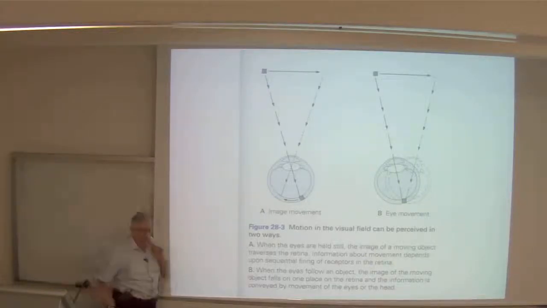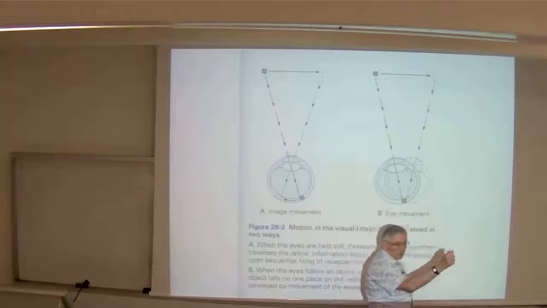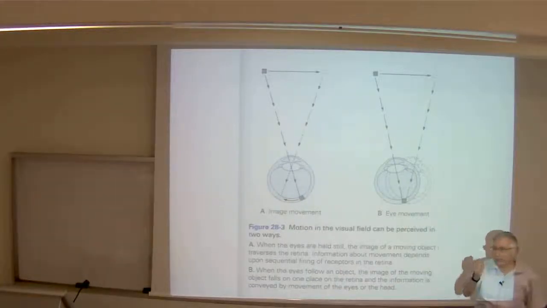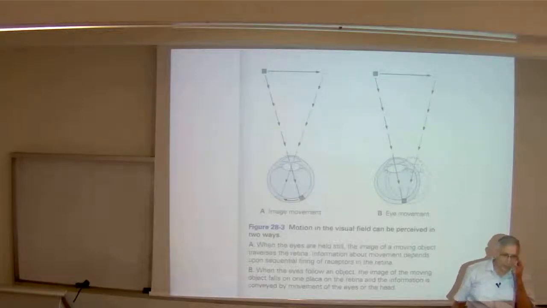What about eye movements? Okay. So here's a spot, and it's moving along, and I'm following it with my eyes. Any motion on the retina? None at all. How do I know it's moving? Because I moved my eyes.